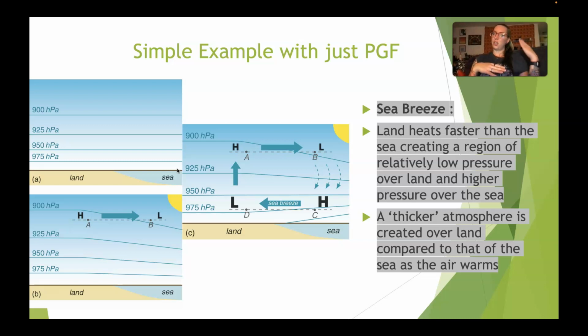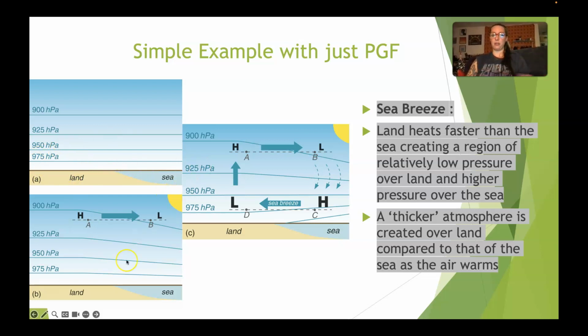Going back to that analogy of when you heat up your toast versus heating up your coffee in the morning for breakfast, it takes a lot less time and a lot less energy to heat up your toast than it does to boil water for your coffee or tea. So land heats up faster, which causes a relative low pressure over land and a higher pressure over the sea.